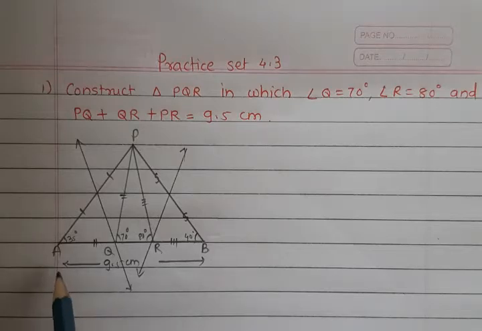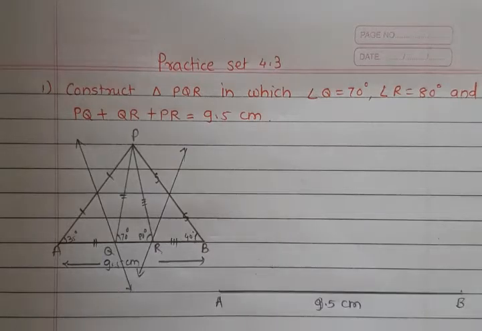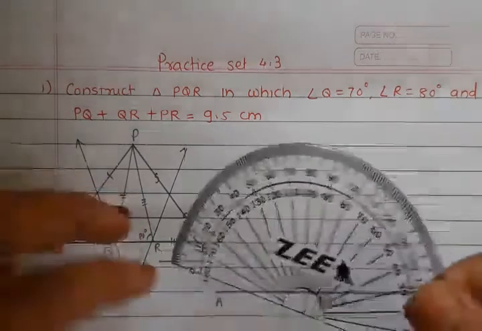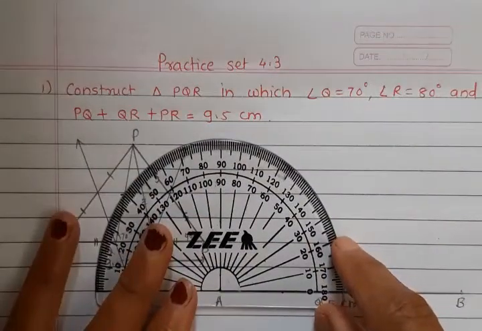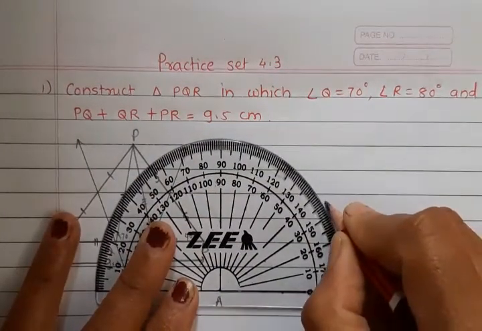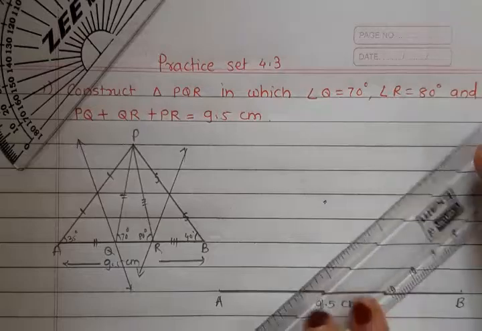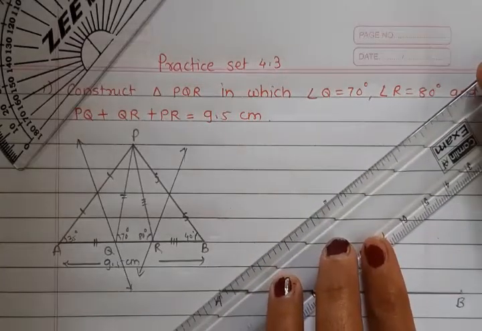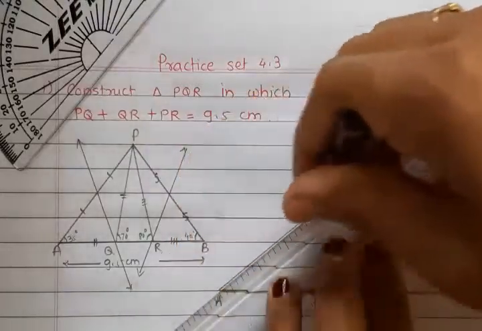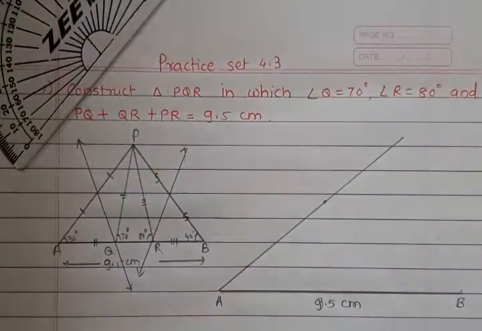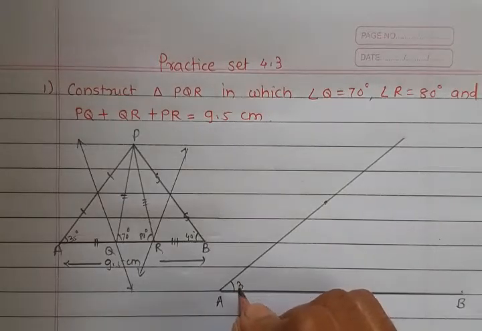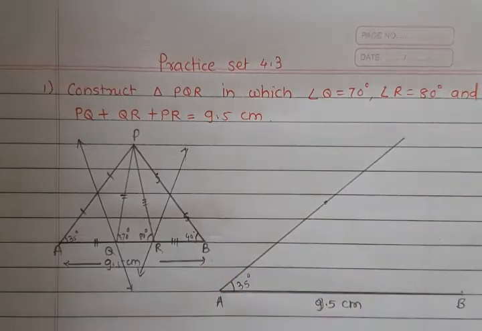So first of all, everyone draw segment AB of 9.5 centimeter. Okay, finish. Now with the help of protractor you have to draw an angle A of 35 degree. So keep the protractor at point A and make an angle of 35 degree. Okay. Similarly, you have to draw an angle B of 40 degree. Keep your protractor at B and draw an angle of 40 degree.